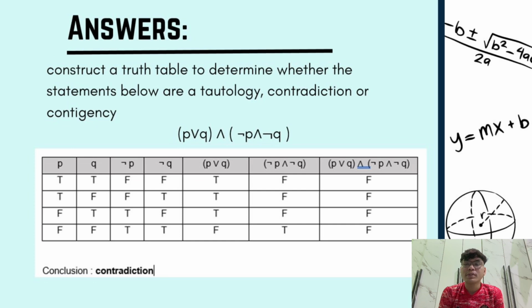And last but not least, (P or Q) and (not P and not Q): false, false, false, false. So as you can see, the last column is all false. Then we can conclude that the statement is a contradiction.